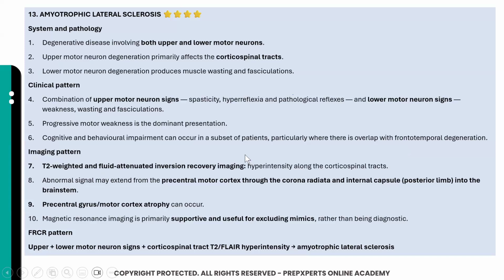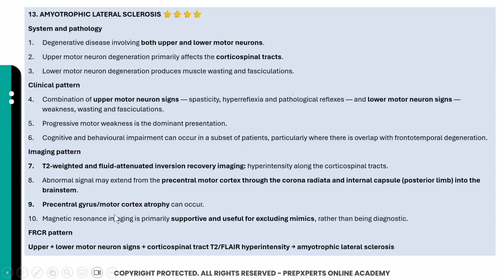T2 and FLAIR are important. There is going to be hyperintensity along the corticospinal tracts. Abnormal signal may extend from the precentral motor cortex through the corona radiata and internal capsule. Posterior limb is important here, into the brainstem. So signal abnormality can be very extensive: precentral motor cortex, corona radiata, posterior limb of internal capsule, and brainstem. All of these areas can show hyperintensity.